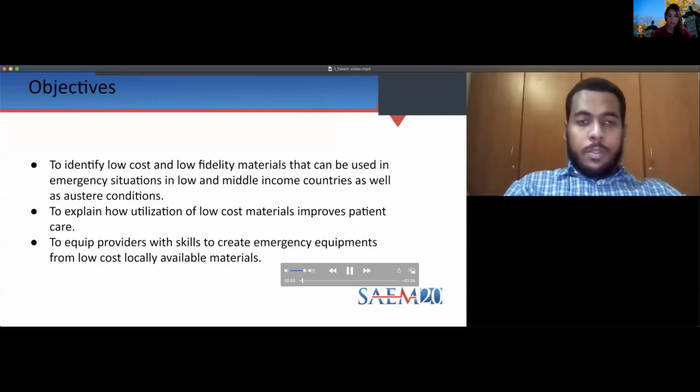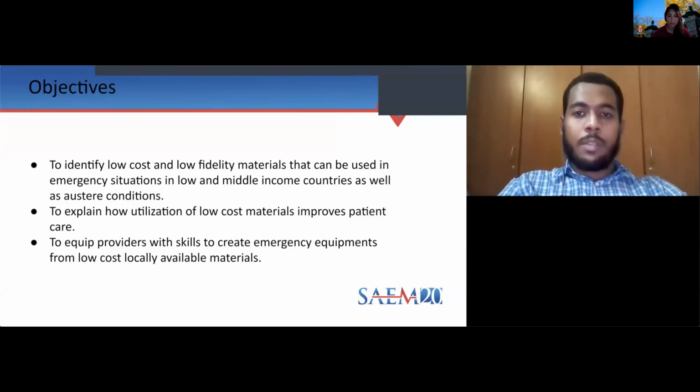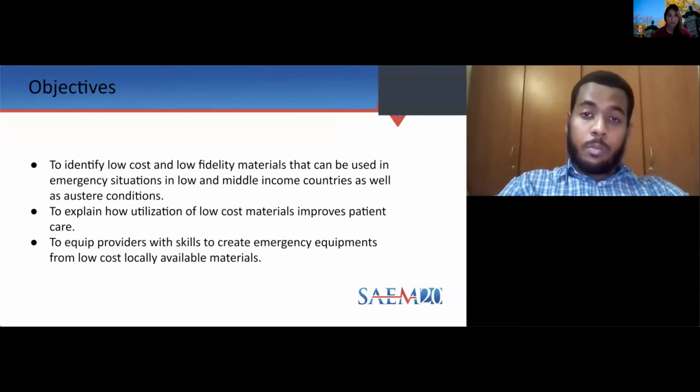So our objectives in this presentation are to identify low cost and low fidelity materials that can be used in emergency situations in low and middle income countries, as well as in austere conditions in different settings. We would also like to explain how utilization of low cost materials improves patient care. We would like to equip providers with skills to create emergency equipment from low cost, locally available materials.